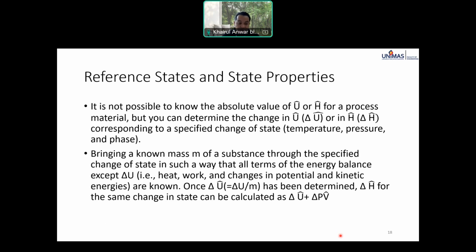Bringing a mass m of a substance through the specified change of state in such a way that all terms of the energy balance except delta U are known. So once delta U has been determined, delta H for the same change of state can be found using delta H equals delta U plus delta PV.